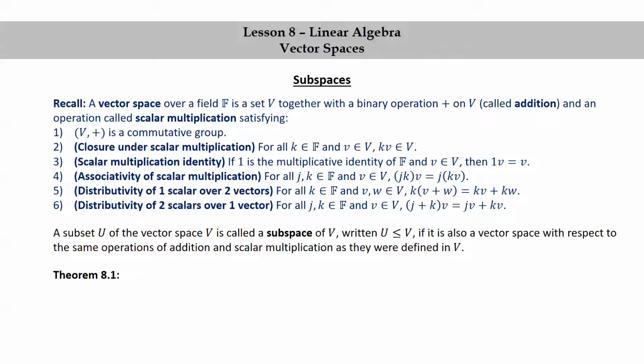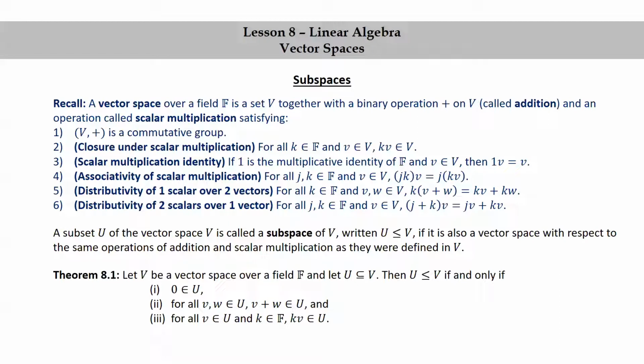Let's prove a nice theorem about subspaces that gives us a way to check that a subset of a vector space is a subspace without having to go through all 6 of those properties. Let V be a vector space over a field F and let U be a subset of V. Then U is a subspace of V if and only if 1, 0 is in U, 2, for all V, W in U, V plus W is in U, and 3, for all V in U and K in F, K times V is in U.